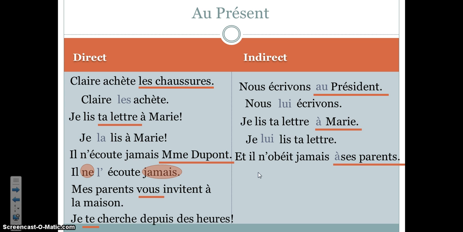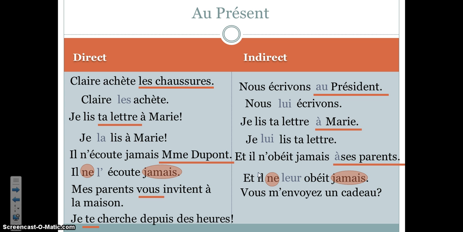Il n'obéit jamais à ses parents. Here's another negative example. This time we're going to replace this with an indirect object because of the preposition à. He never obeys his parents. In French we say he never obeys to his parents. So that makes it indirect, and we would say il ne leur obéit jamais. Notice here that the ne jamais goes around the verb, but it also encompasses the pronoun.